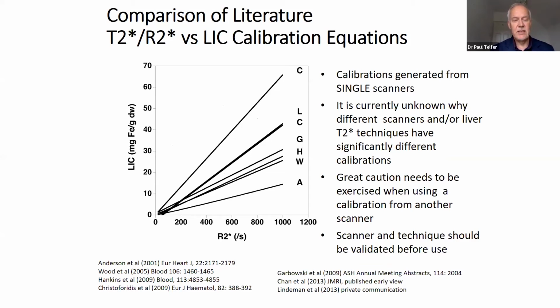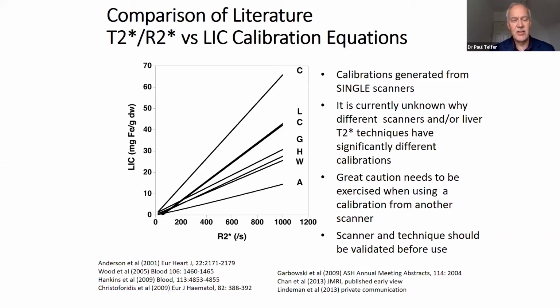And this has been used in a number of studies and is also used in a number of clinics. However, there is some concern about doing this because depending on the scanner that you use and depending on the precise details of the software, of the sequence, the MRI sequences, you get different results. And this has been illustrated through showing the R2 star and the liver iron calibration from a number of studies using a number of different scanners.